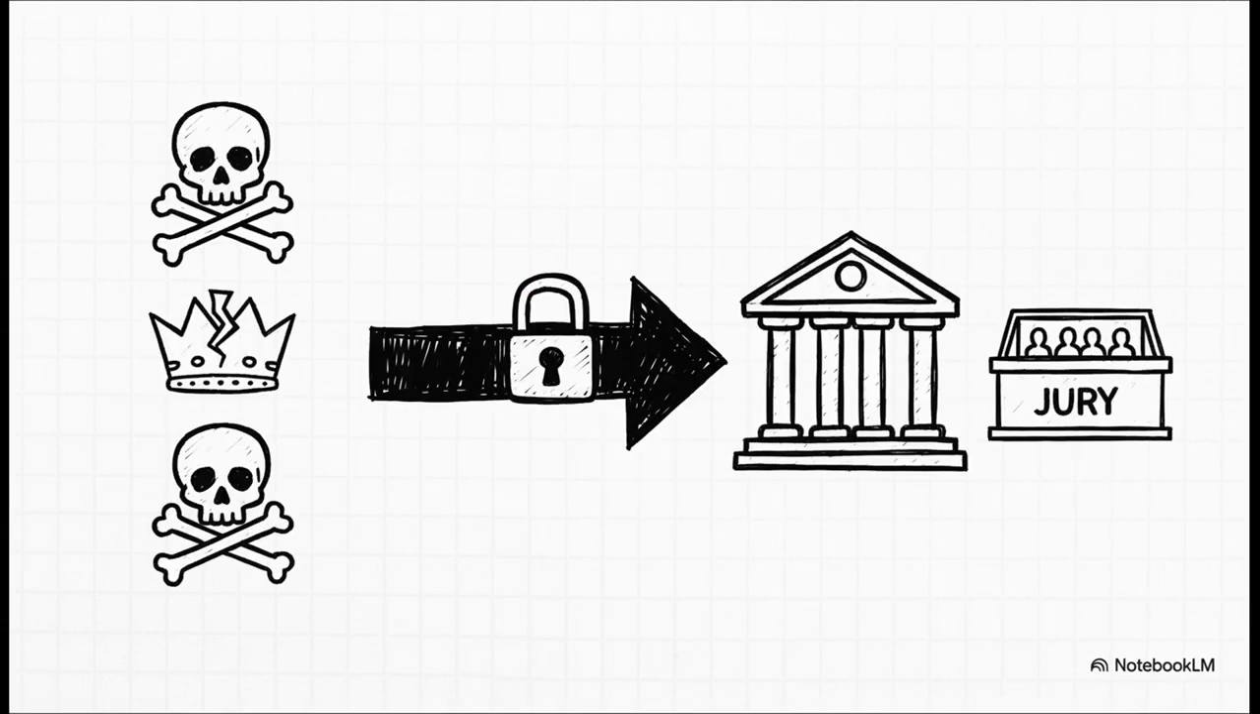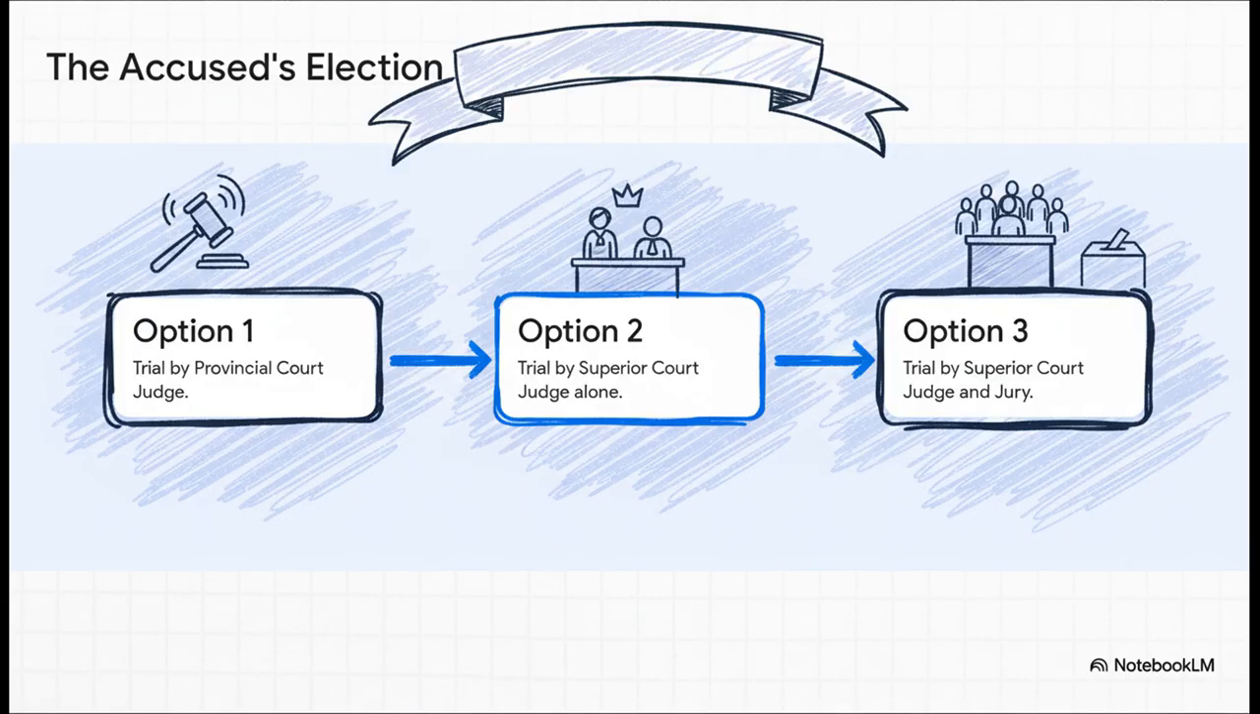The second no-choice zone is for the absolute worst of the worst crimes: murder, treason, piracy, and, my personal favorite, just because it's so specific, alarming Her Majesty. These cases are automatically sent to the highest trial court, the Superior Court, to be heard by a judge and a jury. No exceptions.